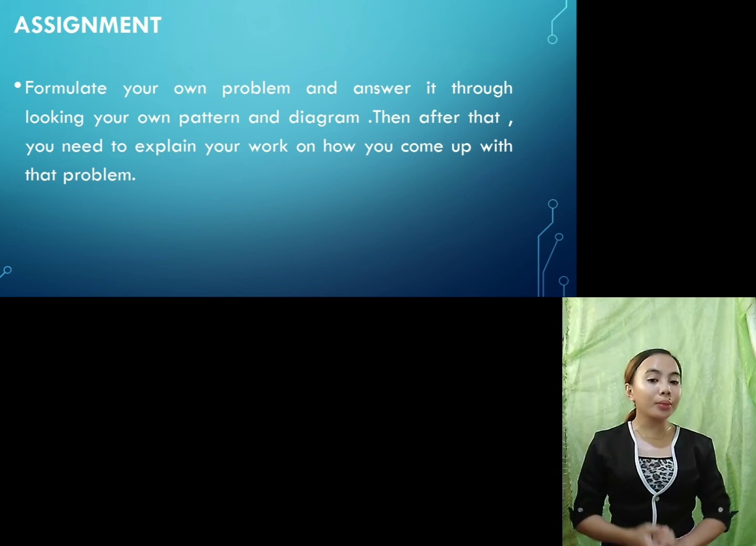After answering your activity, you need to present your output in front of the class. And after that, I will give you an assignment. Your assignment goes like this. You need to formulate your own problem and answer it by looking for your own pattern or diagram. Then after that, you need to explain your work on how you came up with that problem.